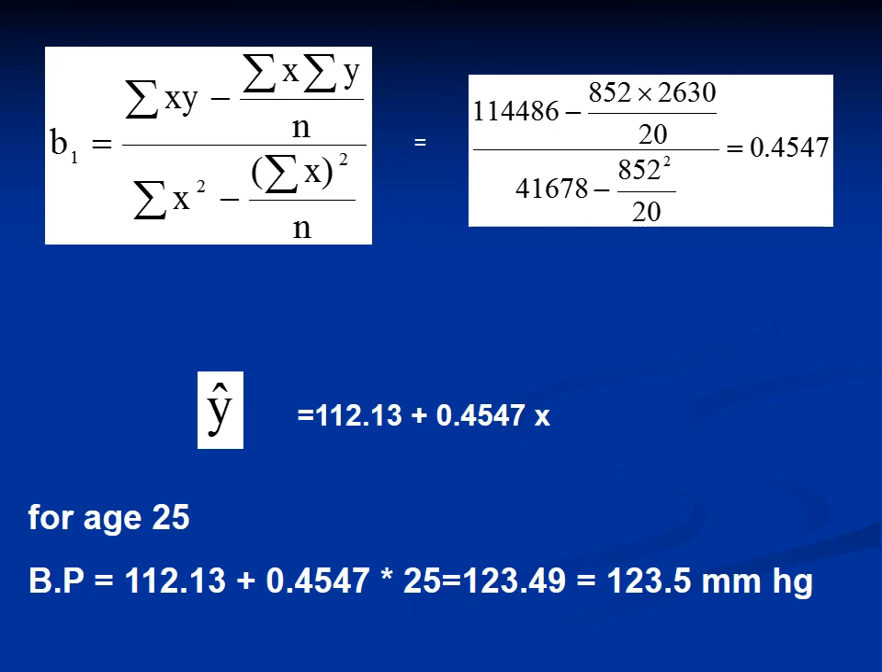So this is our prediction line. Y hat is equal to 112.13 plus 0.4547x. So this is the slope B, this is the independent variable x, and this is the dependent variable y. This is the intercept. So if you want to predict, we just substitute 25 for x, and then we multiply, and this is what was done here. For a person who is age 25, what will be the blood pressure? The blood pressure will be 123.5.